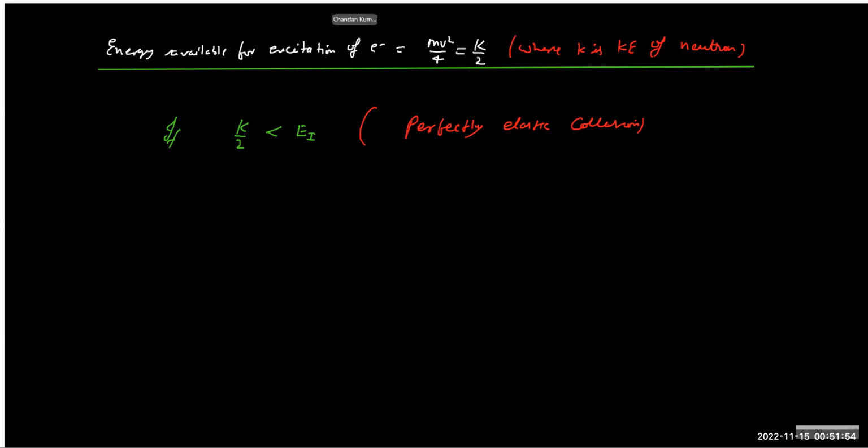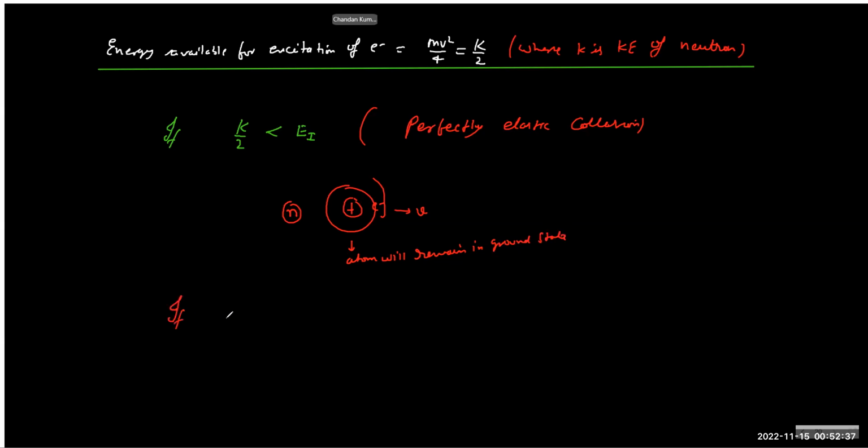Because we can also derive the coefficient of restitution from energy, if you remember. Here the simple thing is, because the mass is equal, the neutron will come to rest and the atom will go away, and the atom will remain in which state? Ground state. So this is very unique. The atom will remain in ground state.